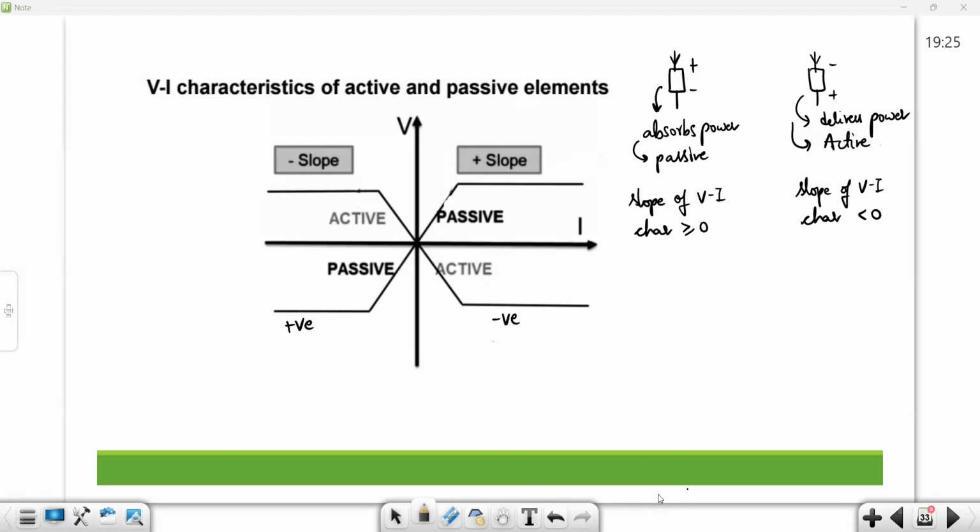Battery is always an active element, Lavanya. Battery is always active.